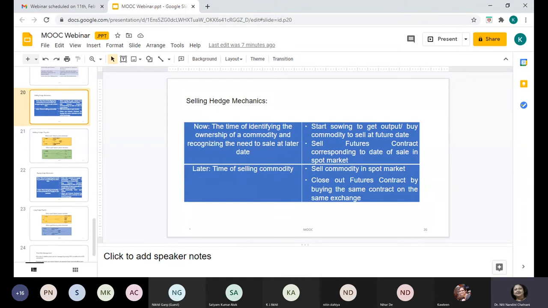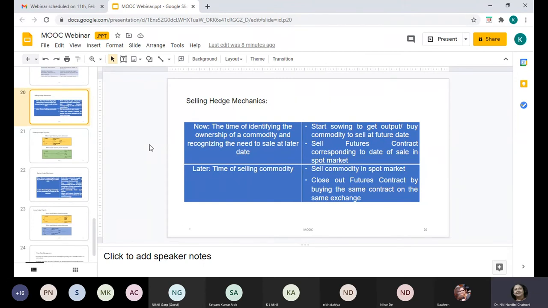Now, Colleen, can you please put slide number 20? Can everyone see slide number 20? Yes, everyone can see slide number 20.